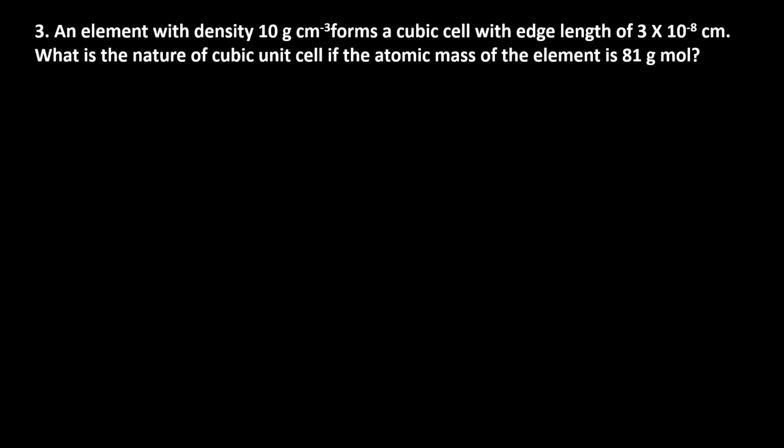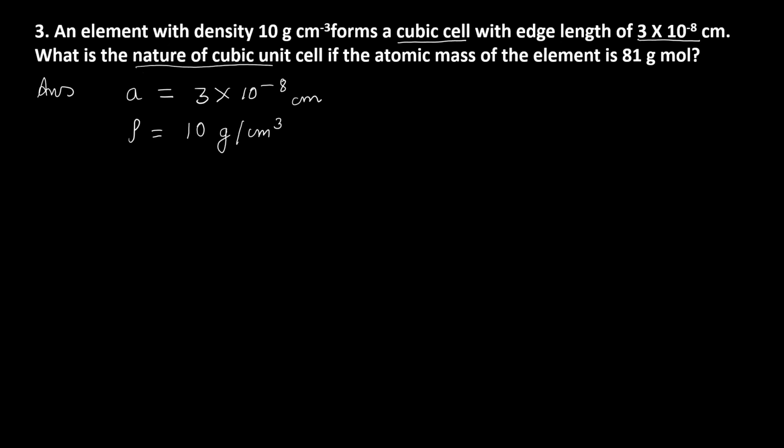Now next is: an element with density 10 forms a cubic cell. In this case, it is written only cubic cell, with an edge length of 3 into 10 raised to power minus 8 centimeters. So a is given to you, 3 into 10 raised to power minus 8 centimeter. Second, density is also given to you, 10 gram per centimeter cube. Then what is the nature of the cubic unit cell?